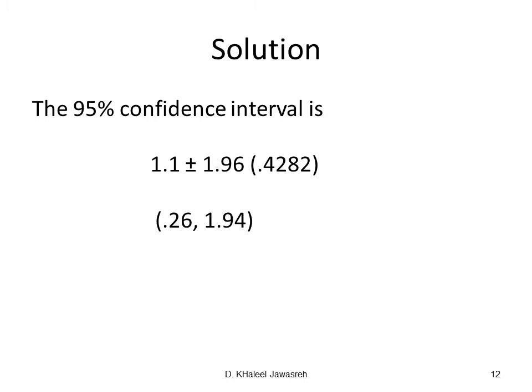Now this formula yields what we call the confidence interval for the difference between the two means. If we add the right hand component, which is 1.96 times 0.4282, to 1.1, it will yield 1.94. If we subtract it, it will yield 0.26. So the confidence interval for the difference between the two means will be between 0.26 up to 1.94.